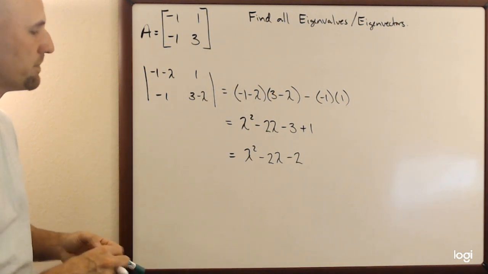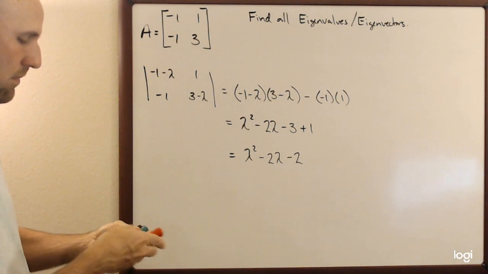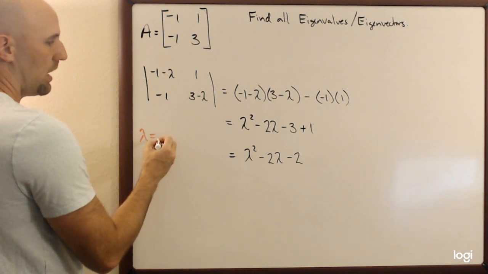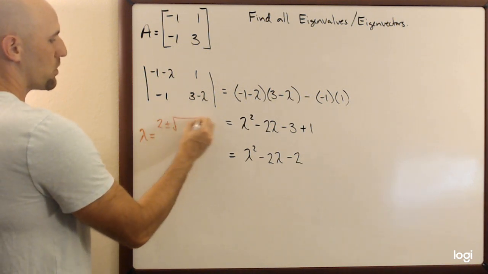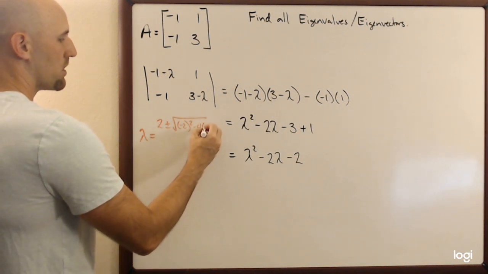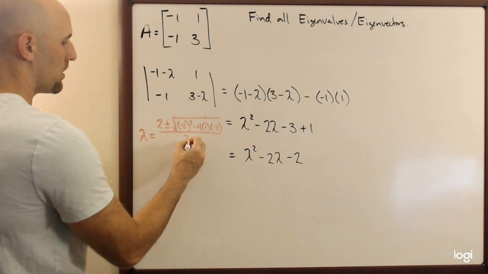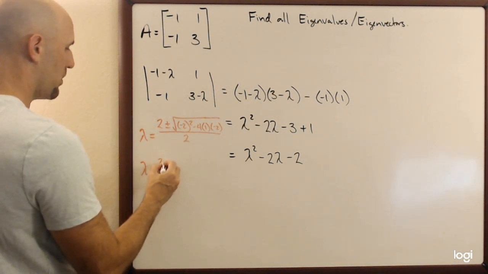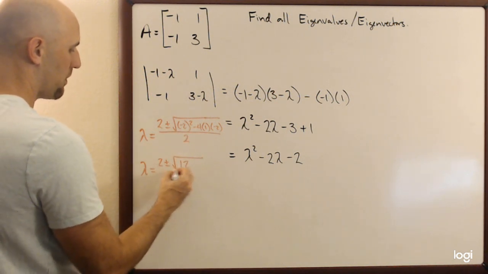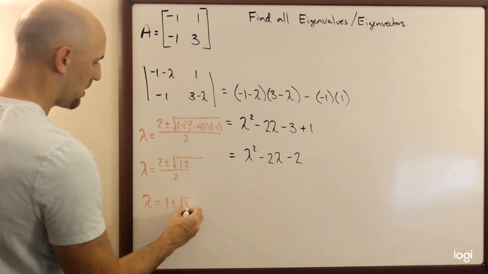All right, again, I'd like to find some values here. Okay. This does not factor. So I get lambda is equal to 2 plus or minus square root of -2 squared minus 4 times 1 times -2, all divided by 2 times 1. Lambda is equal to 2 plus or minus the square root of, this is 4 plus 8, it's 12 over 2. Lambda is equal to 1 plus or minus square root of 3.